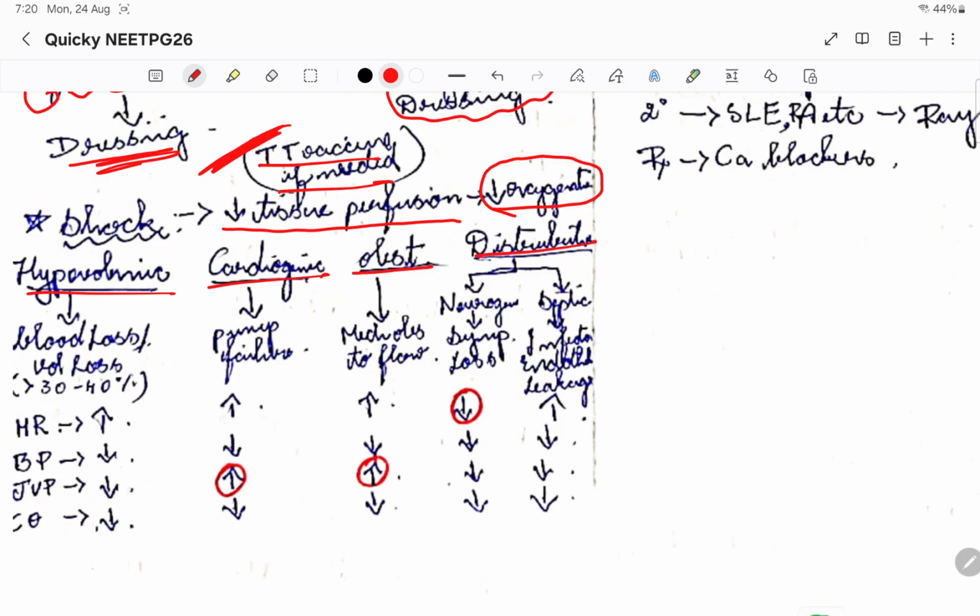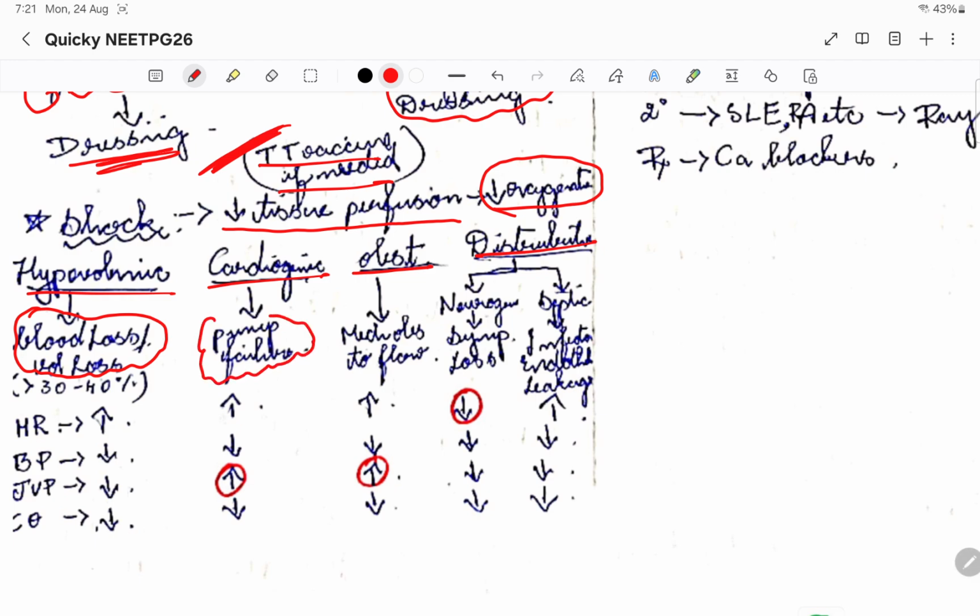So what are these? Hypovolemic is blood loss. Okay, so we are losing the volume of blood. If more than 30 to 40 percent of the blood volume is lost, it is going to be hypovolemic shock. Whereas cardiogenic shock is pump failure.